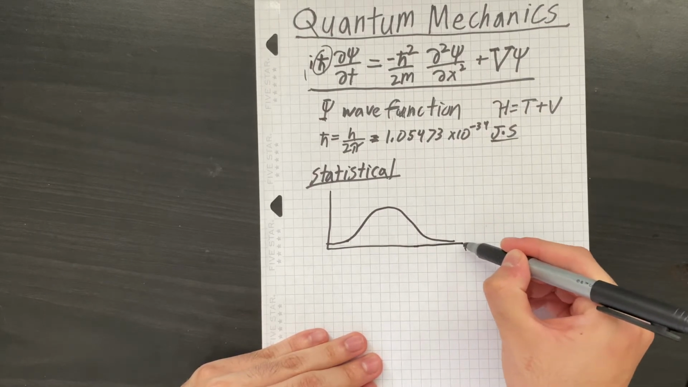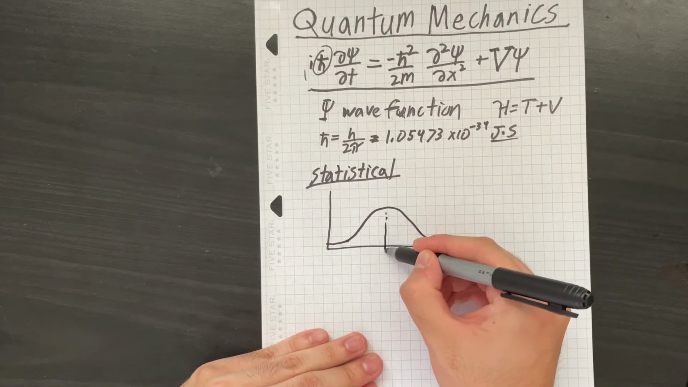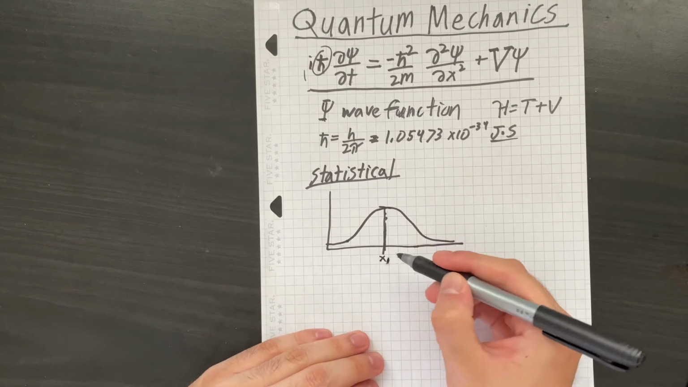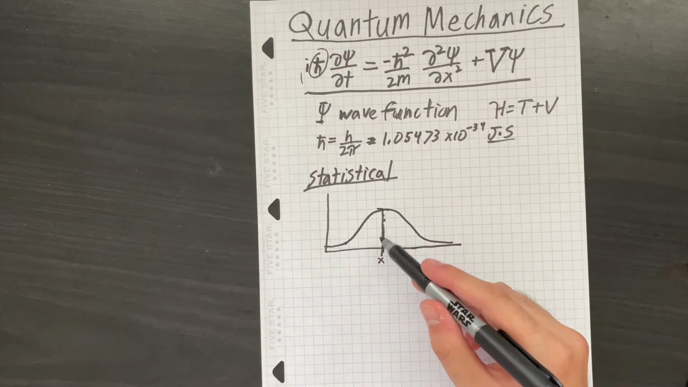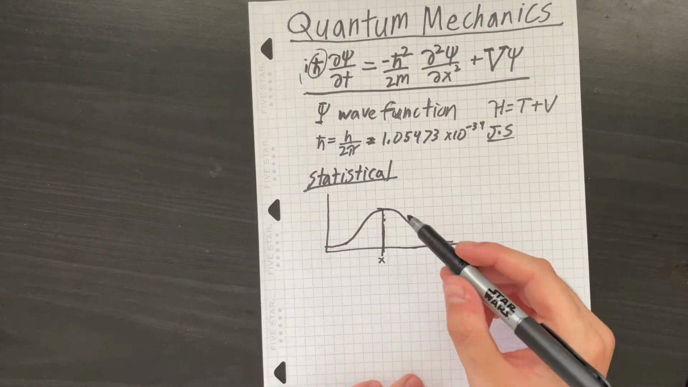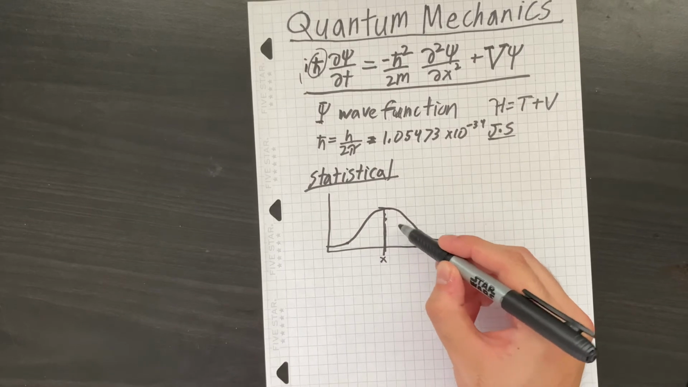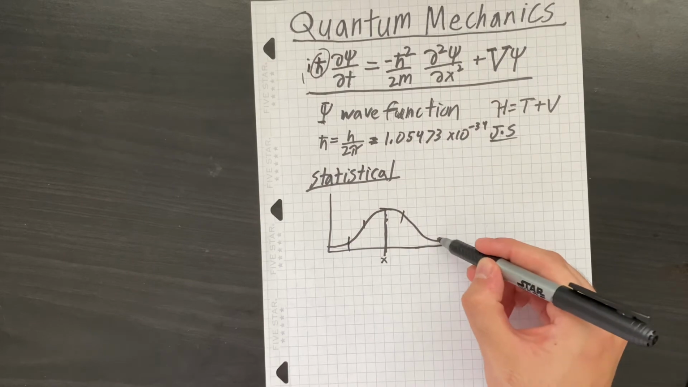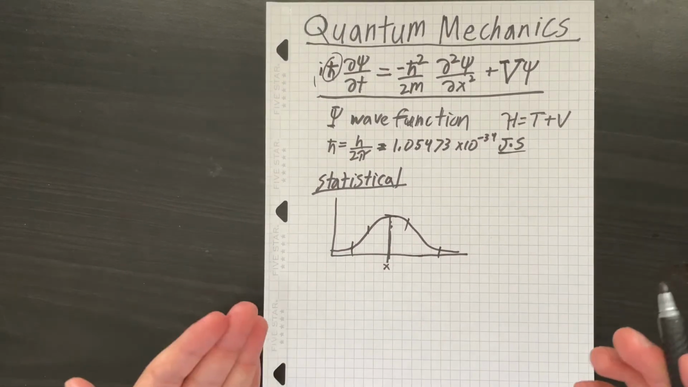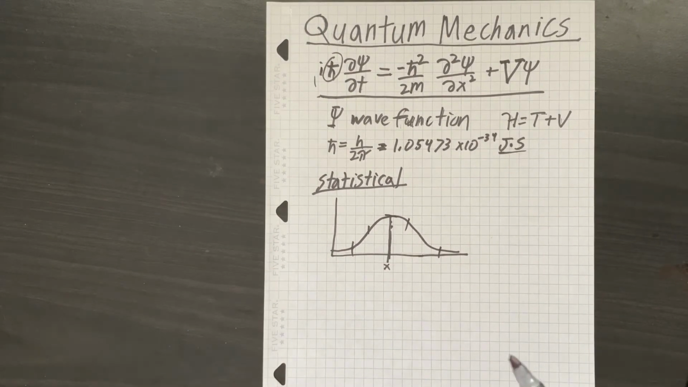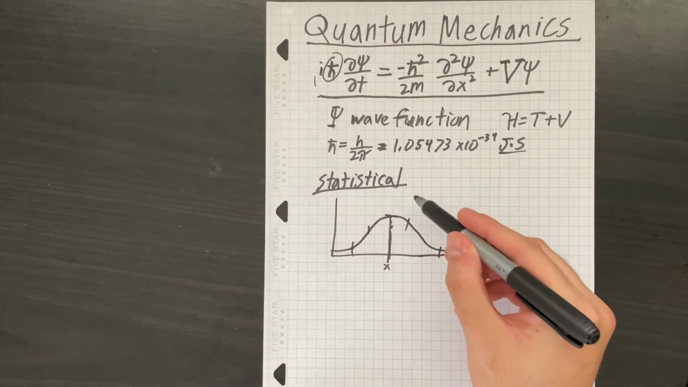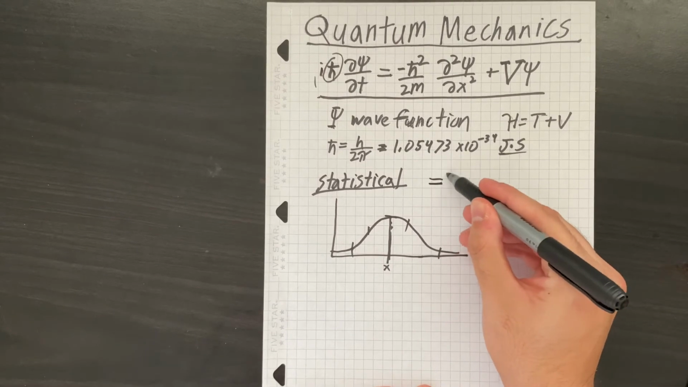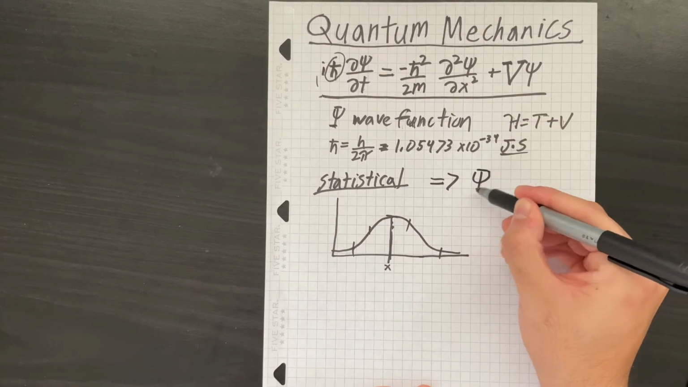You have a normal distribution like that. Your most probable value is, let's say, x here. Now, this is your most probable value right here, but if you actually run whatever experiment this is, you can get this value, you can get this value, you can get this value, you can get this value, all with different probabilities.